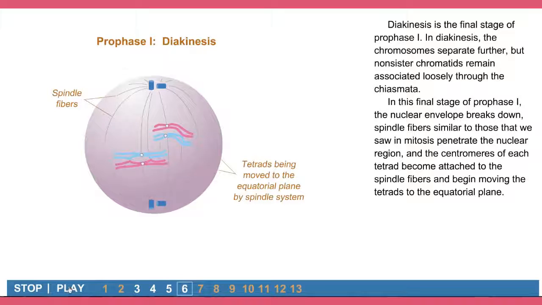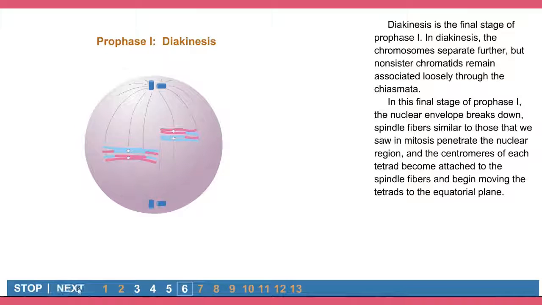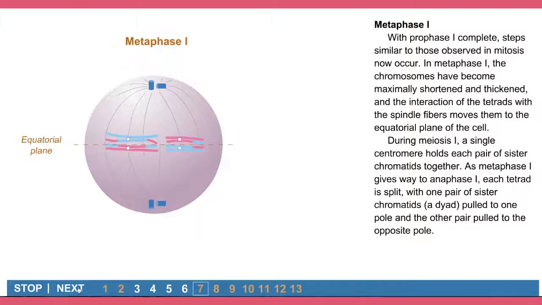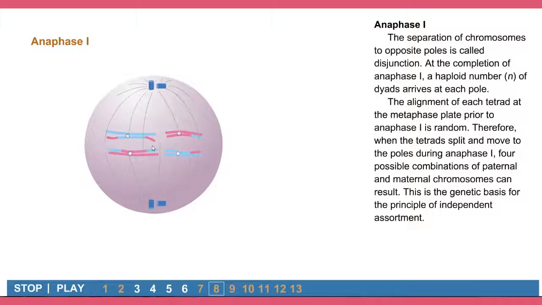Now, at diakinesis is when the tetrads start to pull apart somewhat. You can see here they're kind of pulling apart, but they're still held together by those chiasmata. During metaphase, this is where we're going to have the homologs pulled apart from one another. And so at anaphase, you can see where the crossing over has occurred and how the chromosomes lined up at that metaphase plate is completely random.